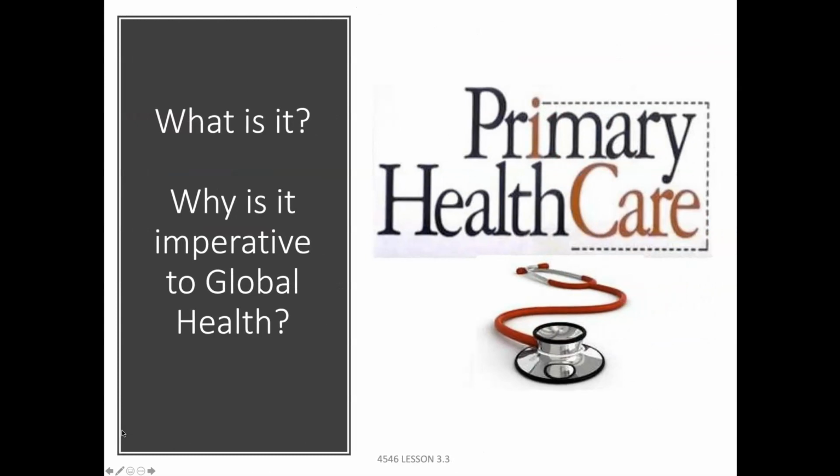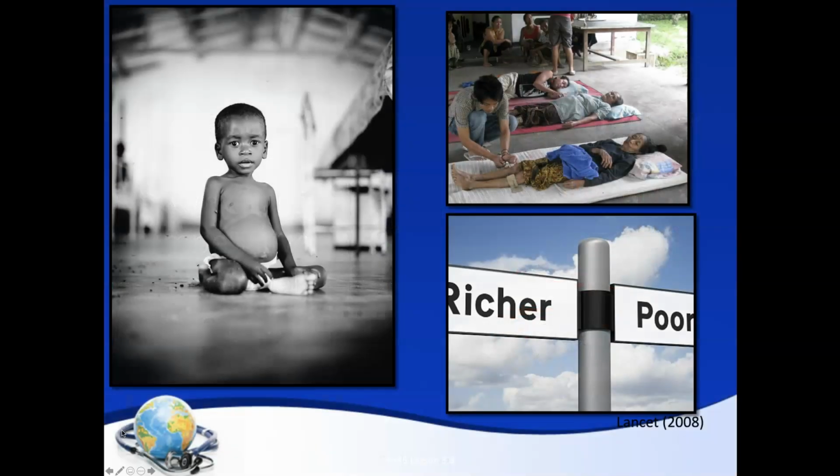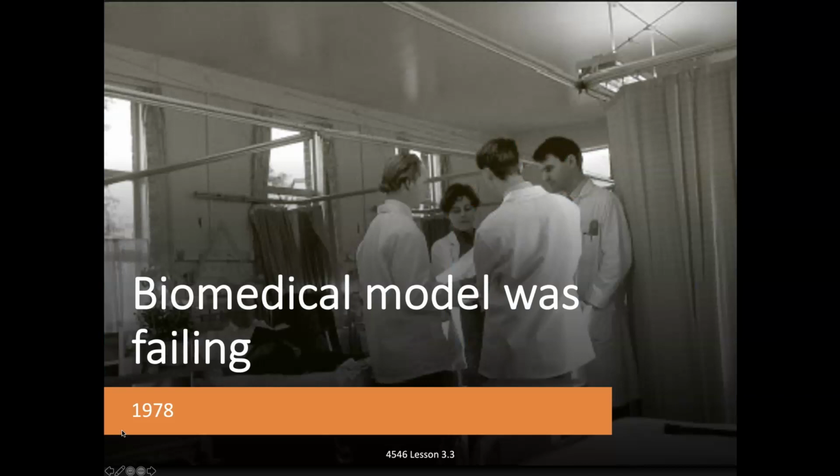And the different approach I want to speak about is primary health care and how it's imperative to local and global health. So a little bit of history. In 1978, about 200 million people were estimated to have no access to adequate health care. There were vast inequalities between rich and poor countries and between rich and poor populations within countries. And the biomedical model was failing. The reason it was failing is because it wasn't looking broader. It wasn't looking at the social determinants of health.